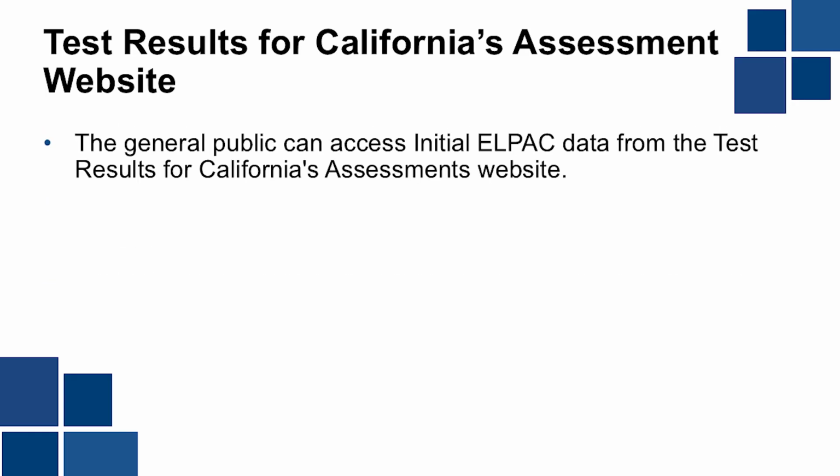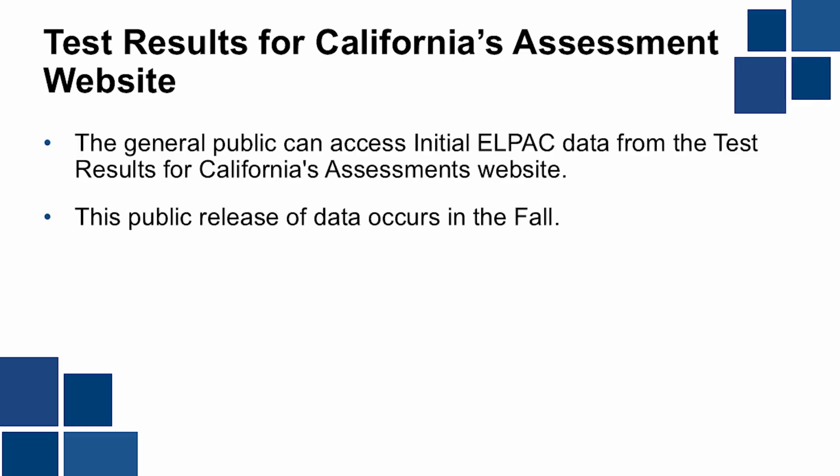The general public can access initial ELPAC data from the California Department of Education's Test Results for California's Assessments website. This public release of data occurs in the fall. Since these results are public, they are aggregate results and no specific student scores are available.